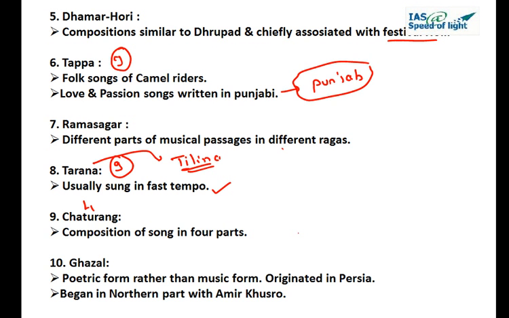Then the 10th one, the most popular these days, Ghazal, a poetic form rather than a musical form. It is more of a poetic form rather than focusing on the musical aspects. It originated in Persia, like Iran, and began in the north part of India with Amir Khusro. Amir Khusro is credited with the upbringing of Ghazal in the Indian subcontinent. With Ghazal, tabla and sitar also he invented in India.